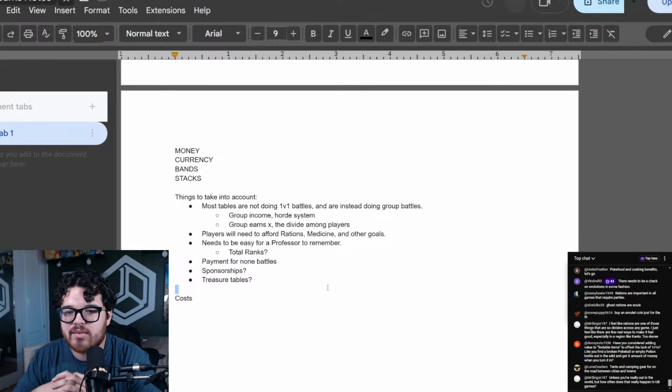I feel like rations are one of those things that feel divisive in any game. I just feel like there are a few real ways to make it feel good, especially in a region like Kanto, too dense. True. Have you considered adding findable items to offset the lack of 1v1s? Broken Pokeball, empty potion bottle, and get X amount of money when you turn it in.